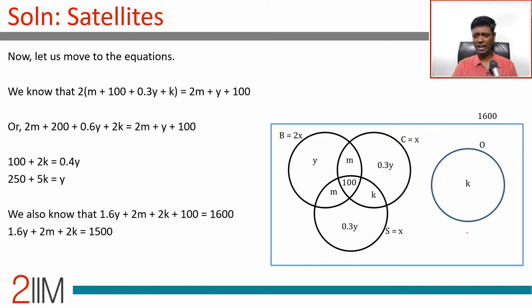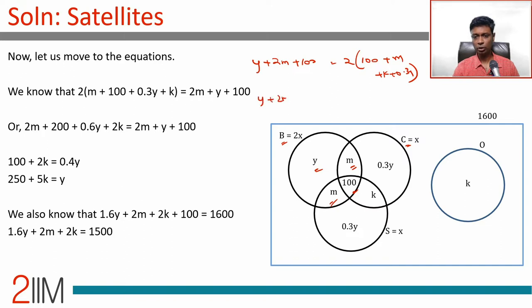And what can we get? We know that this set B is twice of this set C, and we know that the total is 1600. So let's use both of them. And so we know that Y plus 2M plus 100, Y plus M plus M plus 100, is 2 times 100 plus M plus K plus 0.3Y.